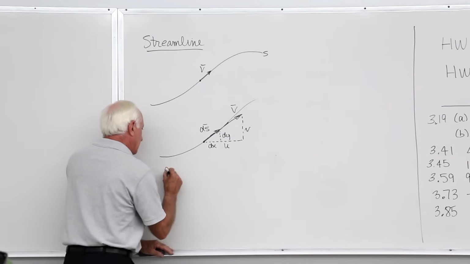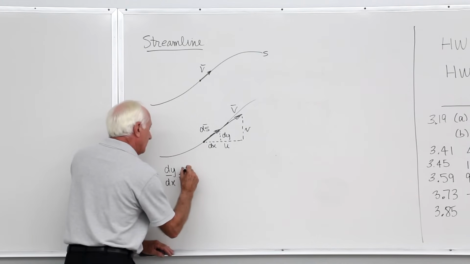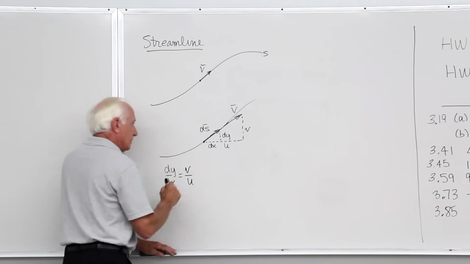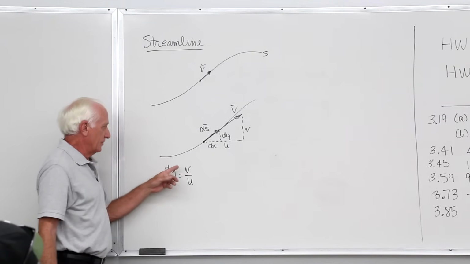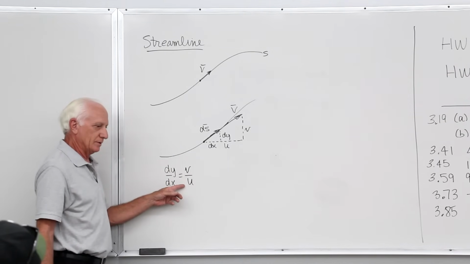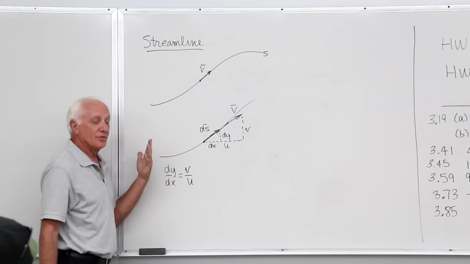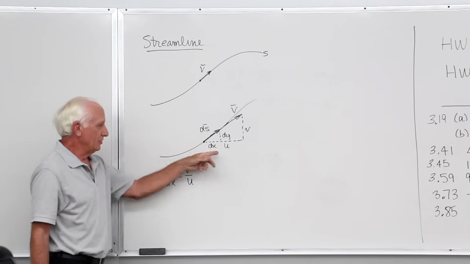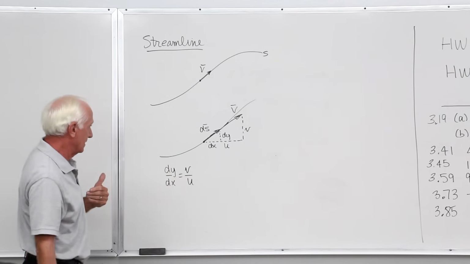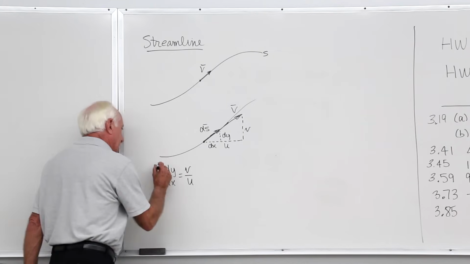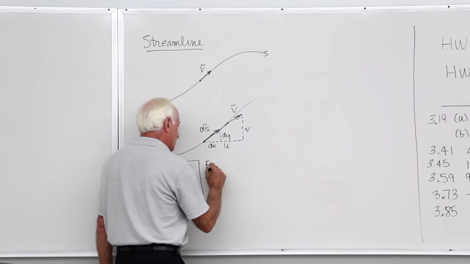Okay, so dy over dx equals v over u. Vertical dy over horizontal dx, vertical little v, horizontal little u. Don't forget, little v is the Lagrangian equation, the y coordinate of the velocity vector, u is the x coordinate of the velocity vector. So here is what we want to look at then. That's the equation of the streamline.